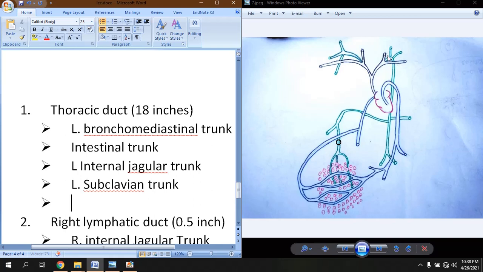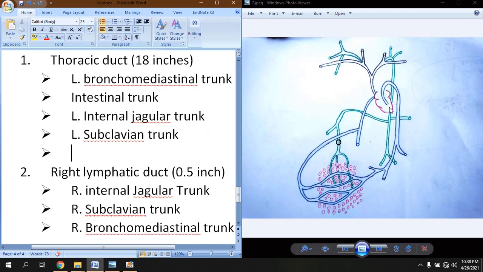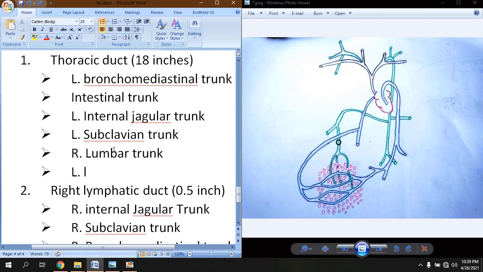Now, as you know, this drains the lymph from the left side of the head and neck region, and this drains the lymph from the left upper limb or the left arm. Now these two, this is the right lumbar trunk and this is the left lumbar trunk.